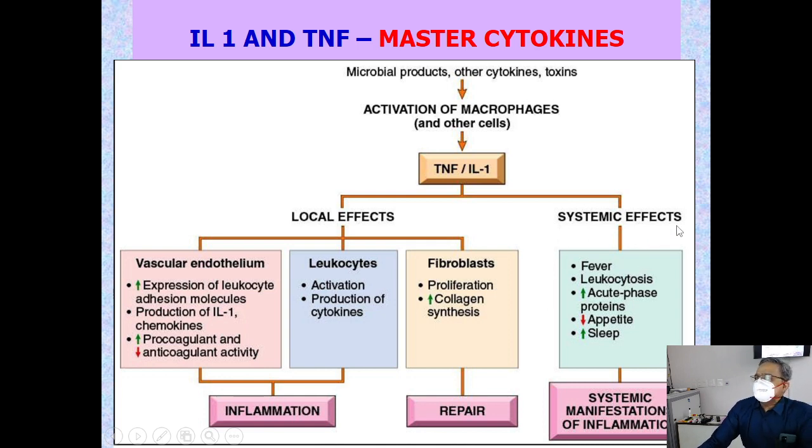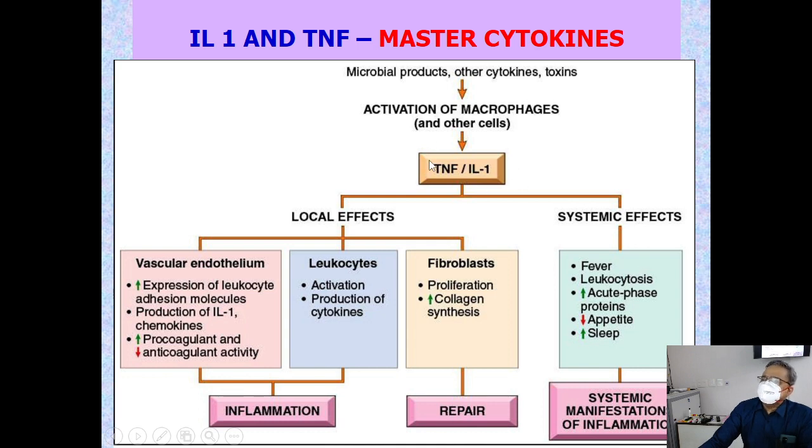Then they have the systemic effects, which again we come across, this fever. Then leukocytosis, that means that there is release of neutrophils from the marrow. So what is happening? Inflammation is happening. What does inflammation need? Neutrophils. If it needs neutrophils, it has to come from somewhere. That somewhere is bone marrow. Then it causes these acute phase proteins to increase. It reduces appetite. So if you have a fever, you generally don't feel very hungry. And in certain fevers, you sleep a lot. So these are the systemic manifestations of inflammation.